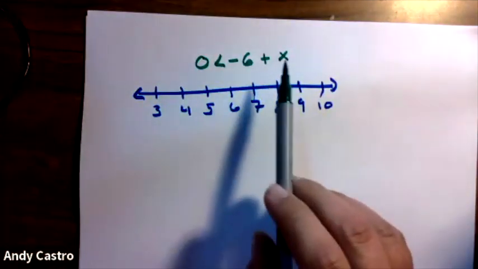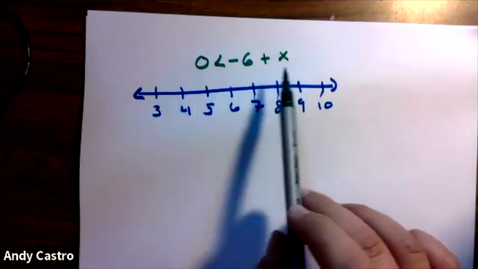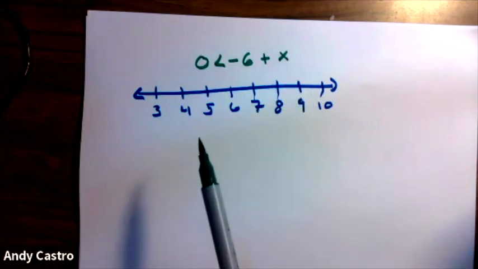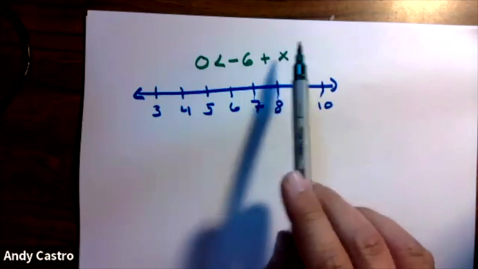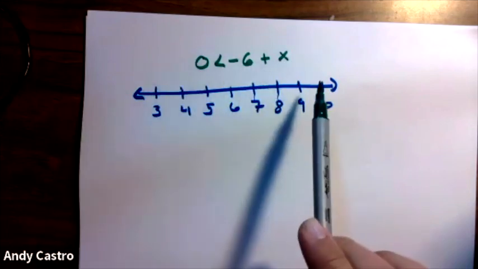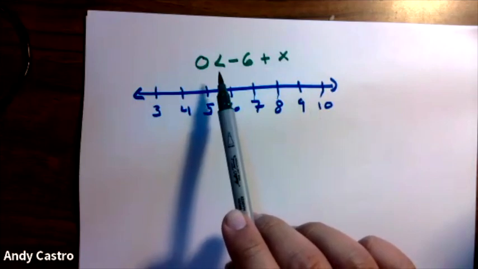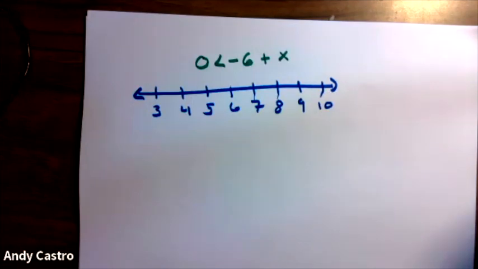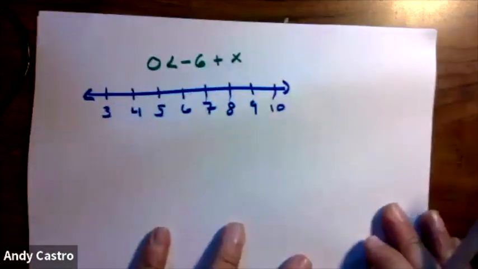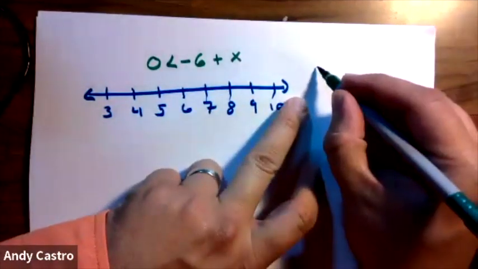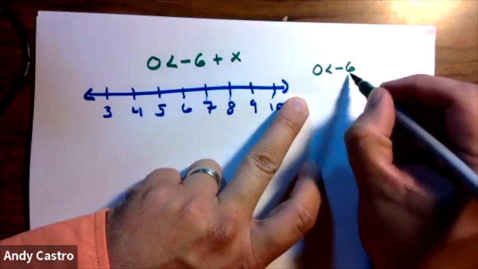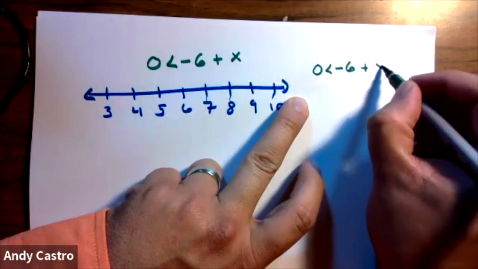So now I've got to figure out what is x to where it makes this inequality true. Notice I did not say the word equation. X such that this equation is true would be incorrect. There's no equation here. There's only an inequality. So we're going to solve this in the same way that we would solve if there was an equal sign there. But there are a few differences to pay attention to. So let's go ahead and set this up like normal. 0 is less than -6, sorry, plus x.